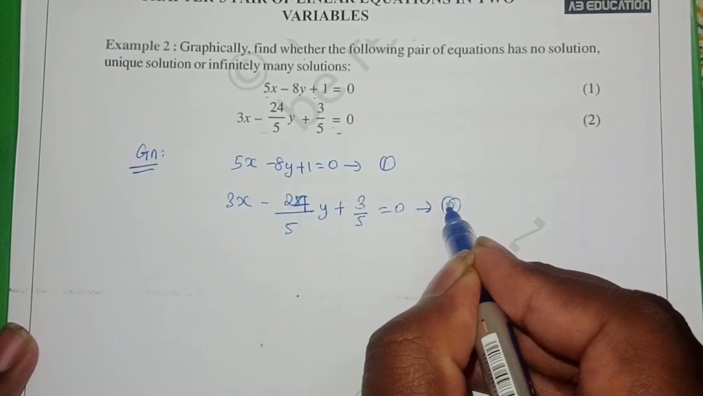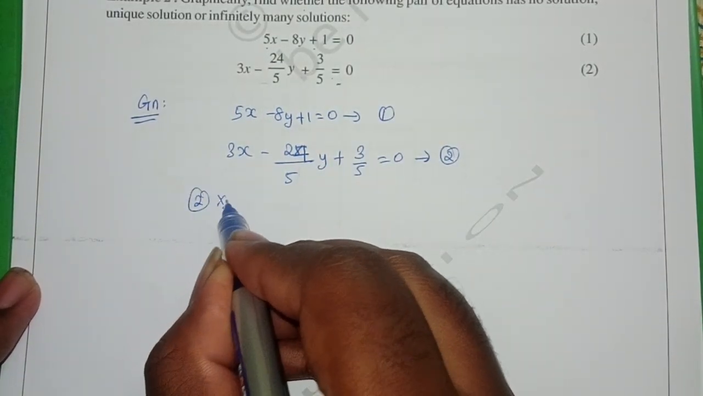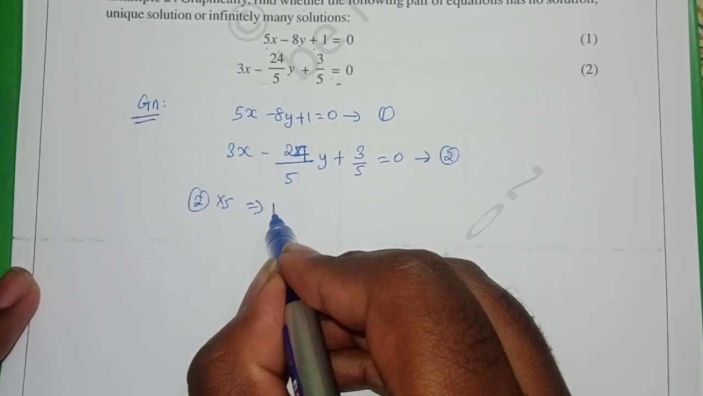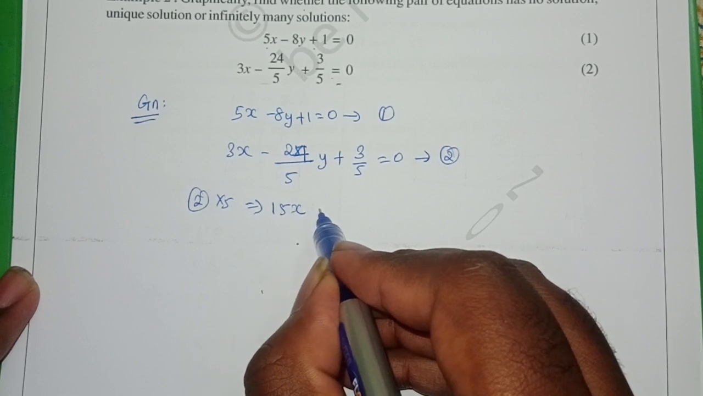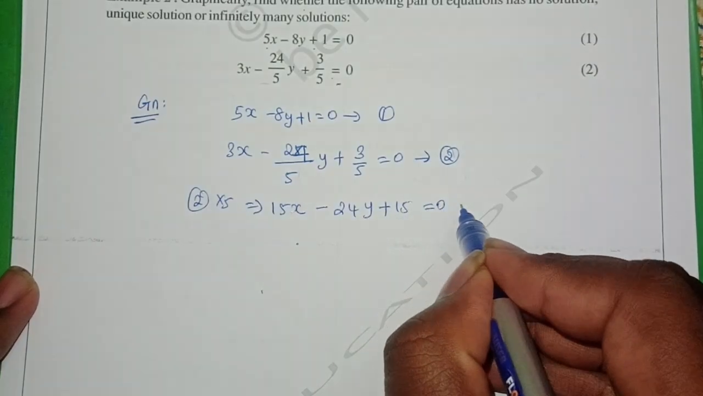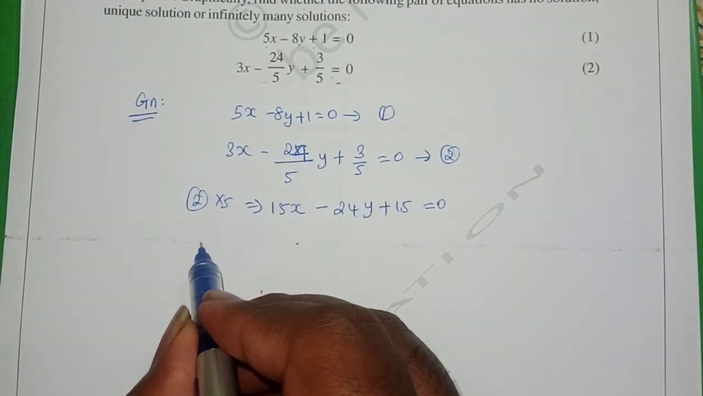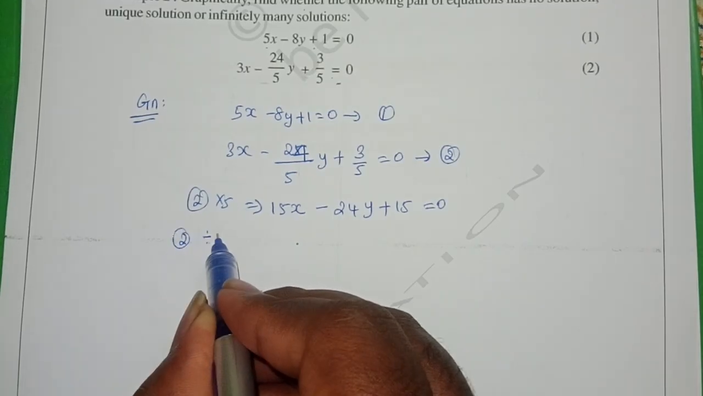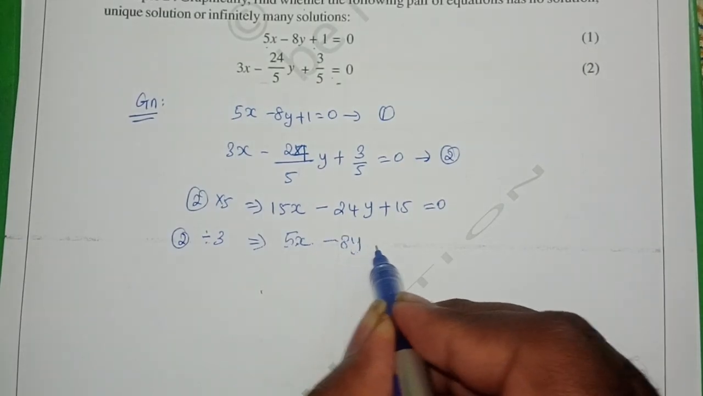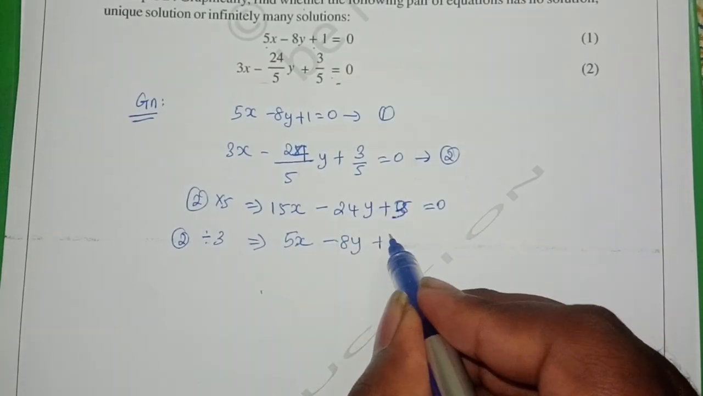Second equation. Therefore, we will multiply the second equation by the common denominator 5. Second equation into 5 gives 15x minus 24y plus 15 equal to 0. And there is 3 as a common value. Therefore, we will divide the second equation by 3 now, which gives 5x minus 8y plus 3, plus 1 equal to 0.